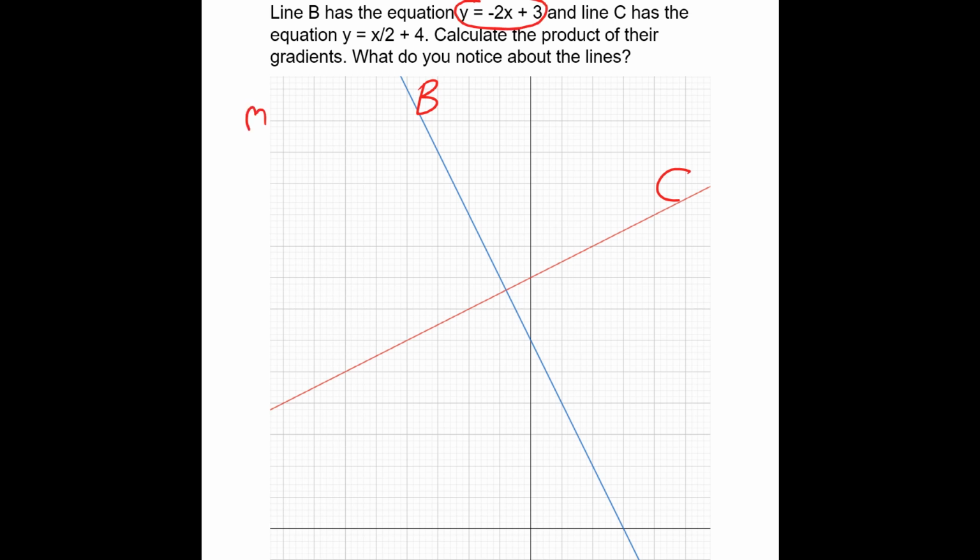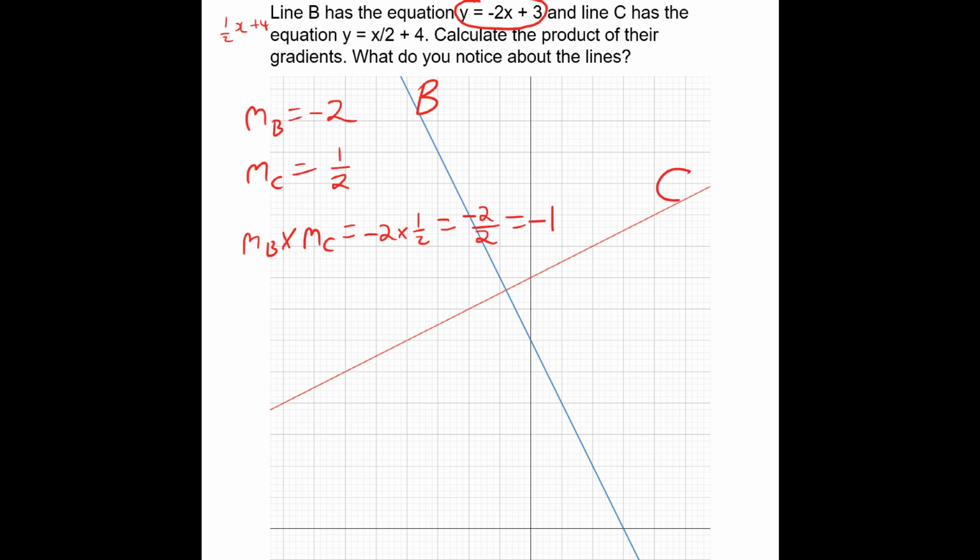Now, we know from the equations, line B has the equation -2x + 3, so I can say the gradient of B is m, that's the coefficient of x, -2, and the gradient of C, because it's x/2 + 4, that's just a half x + 4, so the gradient of C is a half. Now, if I take their gradients and multiply them together, so m_B times m_C, I get -2 times 1/2, which is just -2 over 2, which is -1.